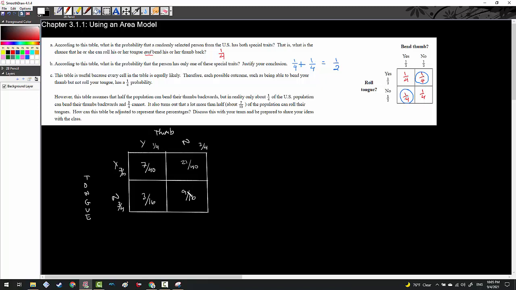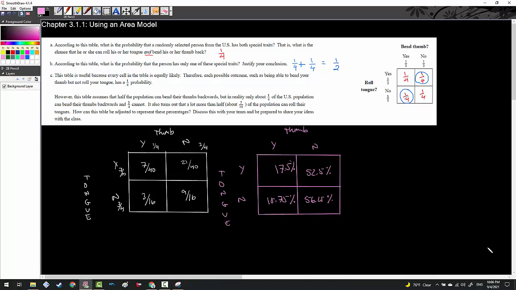So to put that in perspective, each of these numbers comes out to be those percents. 17.5% can do both. 52.5% can roll their tongue but not bend their thumb. 18.75% can bend their thumb but not roll their tongue. And 56.25% can do neither of the two. So hopefully that makes sense in the first problem. We'll move on to the second one in just a second.